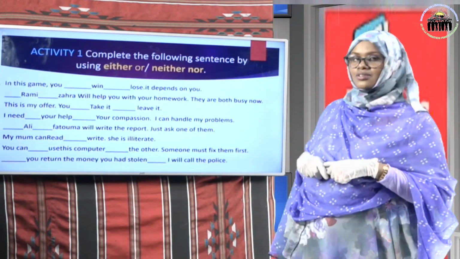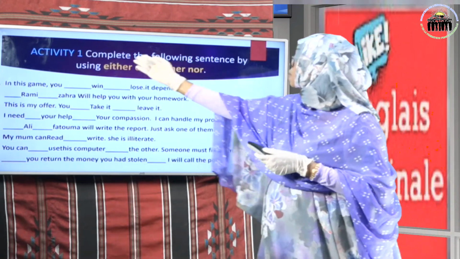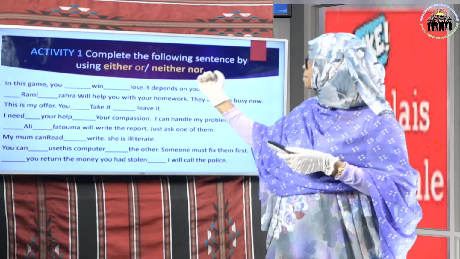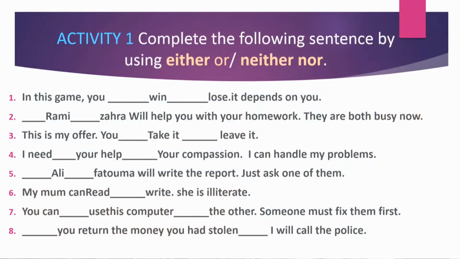Here's an activity. Complete the following sentences by using either or and neither nor. I'm giving you 5 minutes to complete.